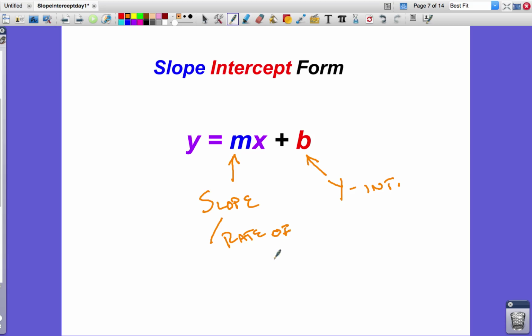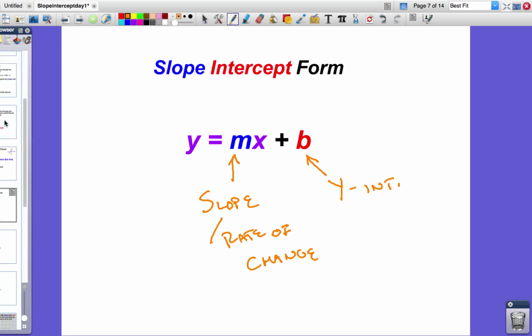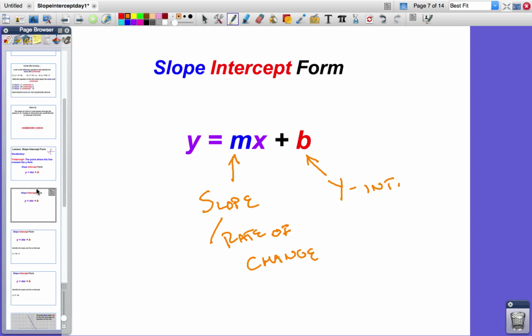Okay. And then whatever the number that's not being multiplied by x, but that's just being added or subtracted on the end, is going to be my y-intercept. It's going to be the point where the line crosses the y-axis. This works for all linear functions. This will never not work if the function is linear. Okay. Let's go ahead and look at some examples just to clarify any questions that we may have.